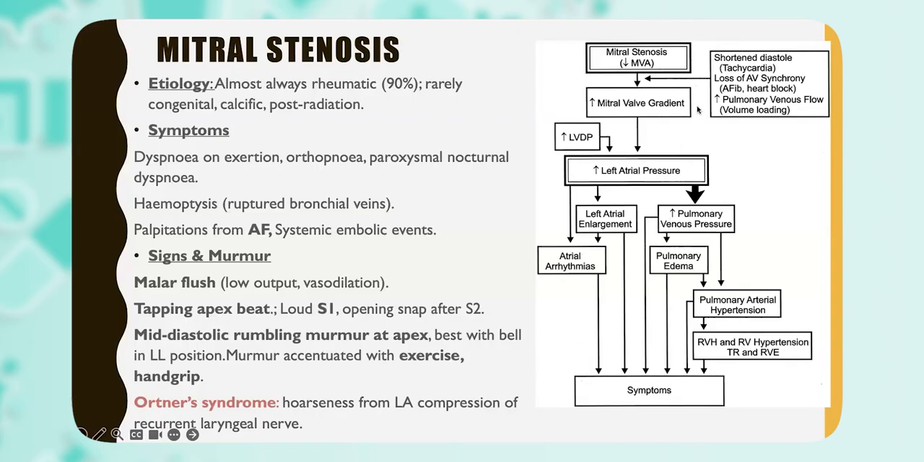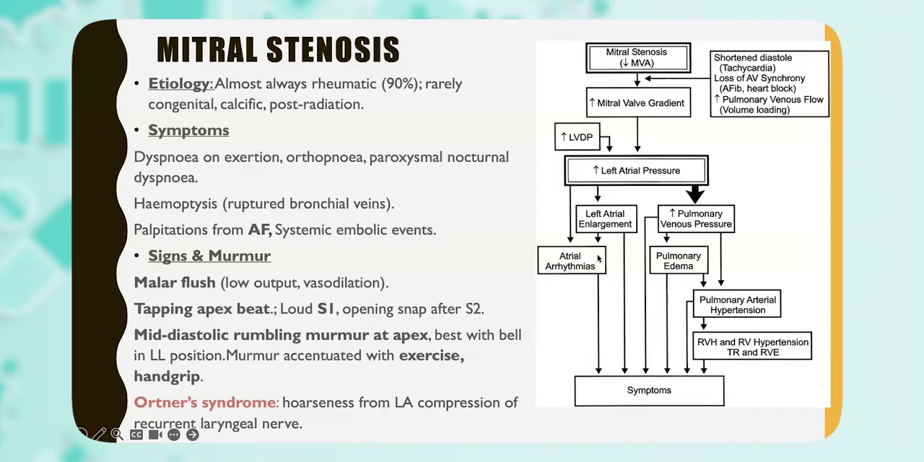And this is the pathophysiology of mitral stenosis. Mitral stenosis will cause a pressure gradient between the LA and the LV, and there will be increase in left atrial pressure. Increase in left atrial pressure will cause left atrial enlargement and more pressure in the pulmonary venous system, which will cause pulmonary venous hypertension and pulmonary edema. Eventually, over long term, it will cause pulmonary arterial hypertension, which on a backflow mechanism will cause right ventricular pressure overload with right ventricular hypertrophy, right ventricular enlargement, and tricuspid regurgitation.